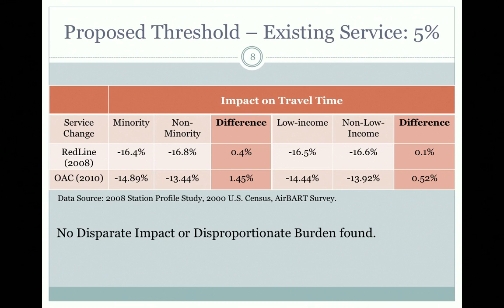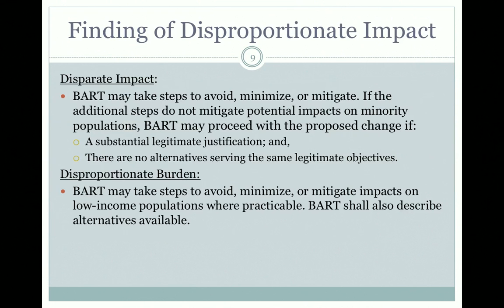We also see a similar travel time savings with the Oakland Airport Connector project. And similarly, there is no disparate impact or disproportionate burden found. In the case of new fares, new modes, and new services, we are proposing a 10% threshold. Disproportionate impact findings require that BART undertake additional measures to justify or lessen impacts.